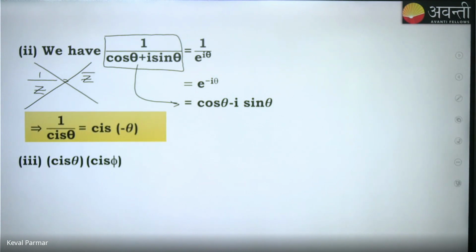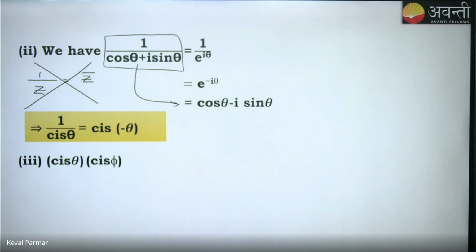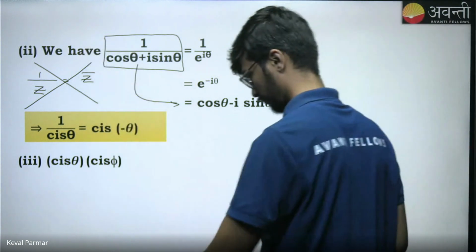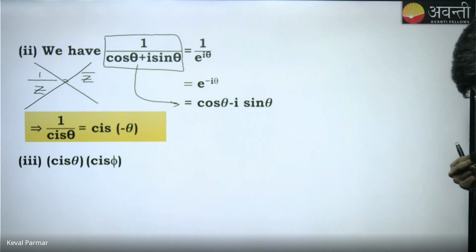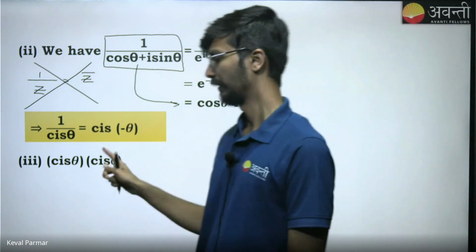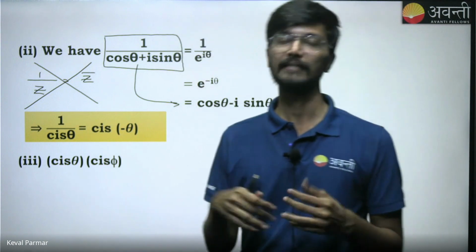So cos theta into cos phi. Now this is interesting, guys. Cis theta into cis phi. So what is cis theta? Cis theta is cos theta plus i sin theta, right? And what is cis phi? Cos phi plus i sin phi.